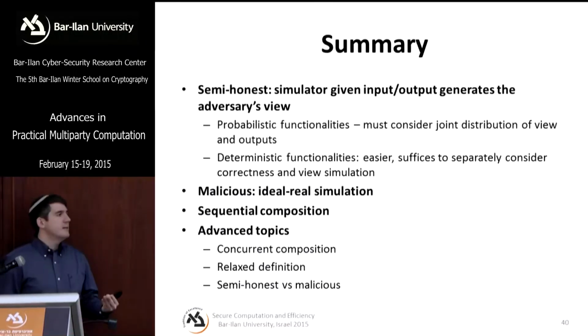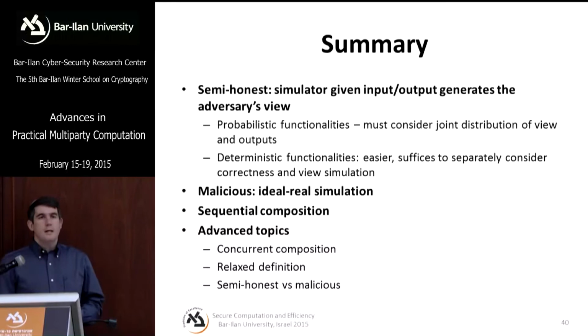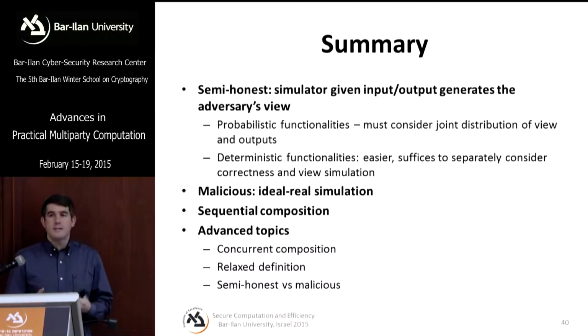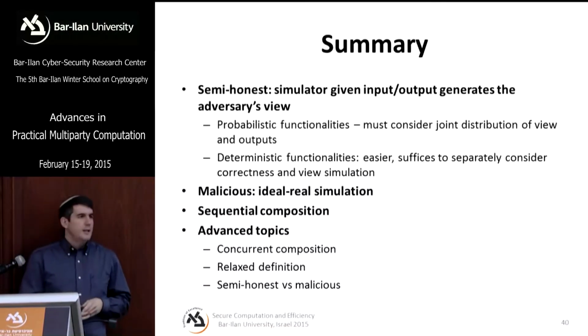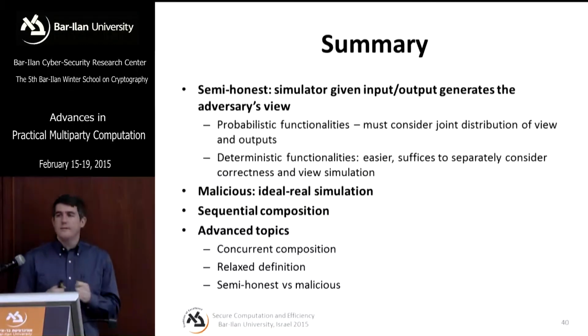We talked about this idea that you simulate the transcript, the view of the adversary in the protocol execution, and you simulate that based only on the input and output, and that proves that nothing more is learned than the input and output. Or said otherwise, if the adversary after a real protocol execution can learn something, then they can learn that also only from the input and output, because the protocol execution itself can be simulated. There's a subtlety here which is very important related to probabilistic functionalities. You have to look at the joint distribution, not separately.